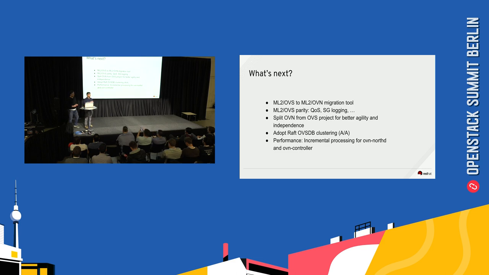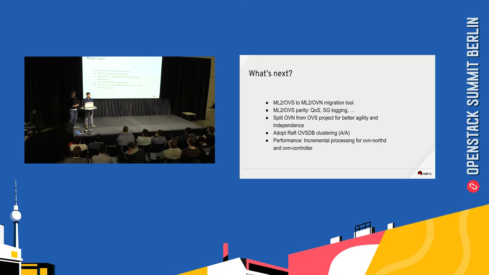Also, OVSDB server supports the Raft protocol for HA. Right now, we use OVSDB server for all our northbound databases in active-passive mode using Pacemaker. So we would like to move to the Raft implementation of OVSDB server so that we have active-active HA for all databases. Also, there is a huge amount of work going on in the OVN community to redesign the OVN services, both OVN Northd and OVN controller, using Rust and Haskell with differential datalog.